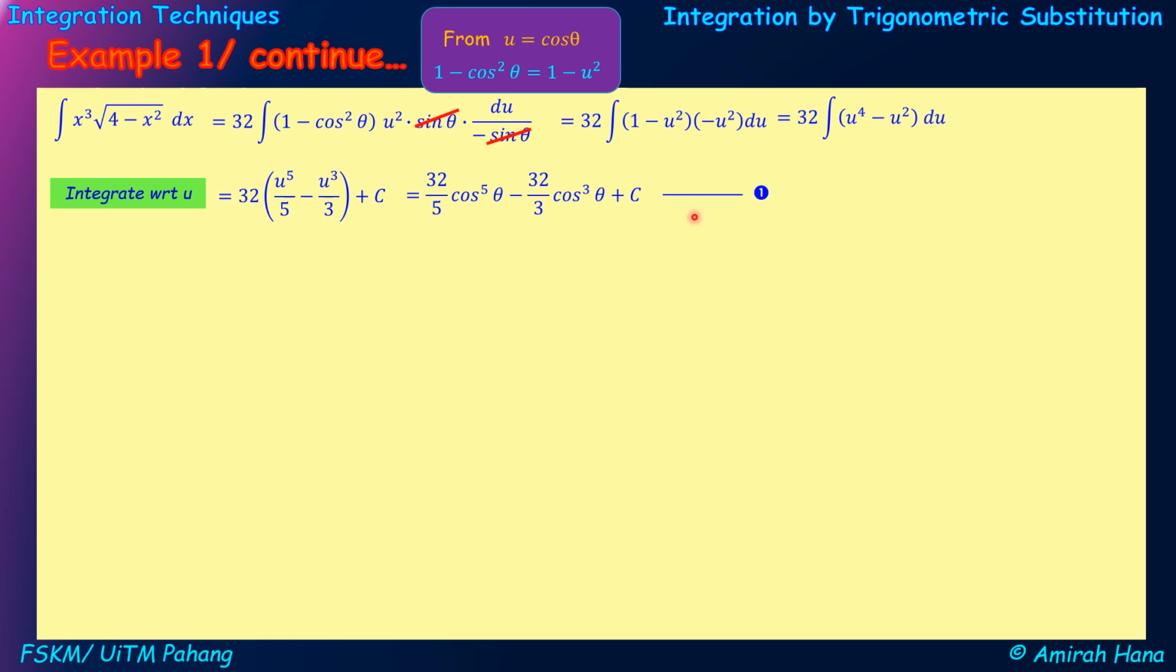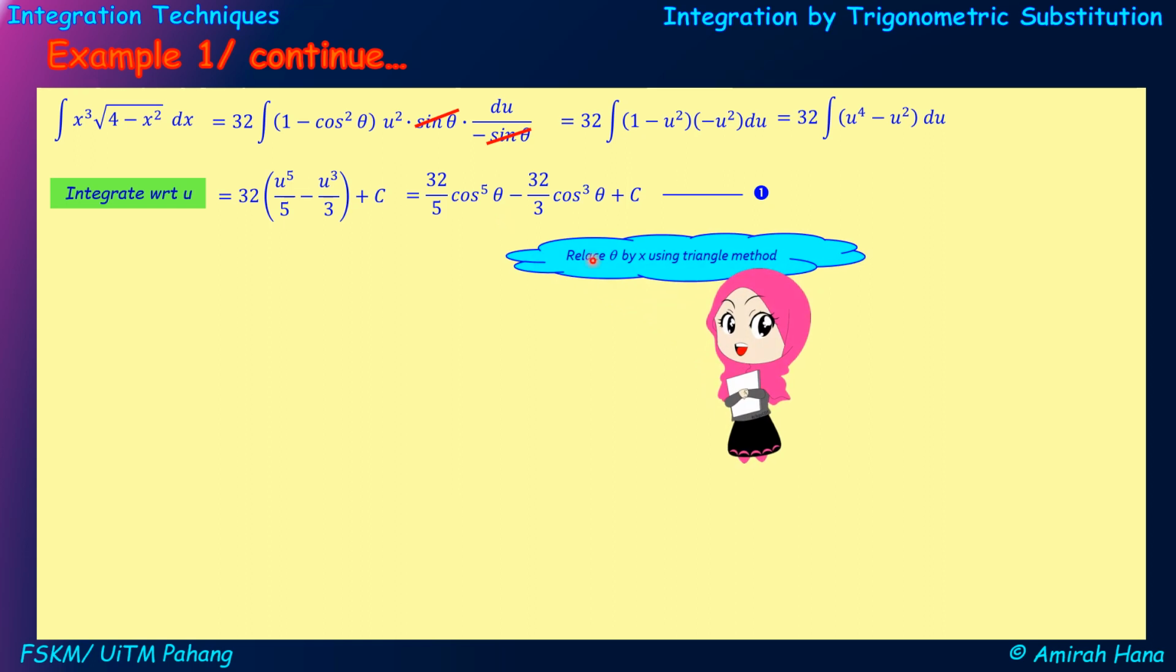From here we need to rewrite in terms of variable x to get the final answer. But how? The way is to use the right angle triangle, right? So from here, we replace theta by x using the triangle method, okay?